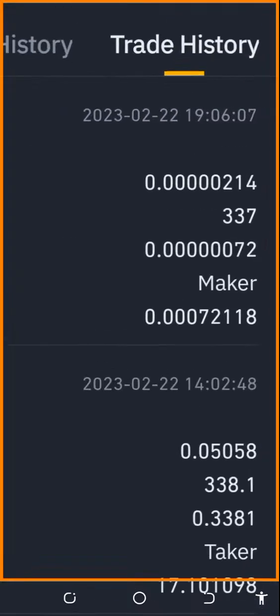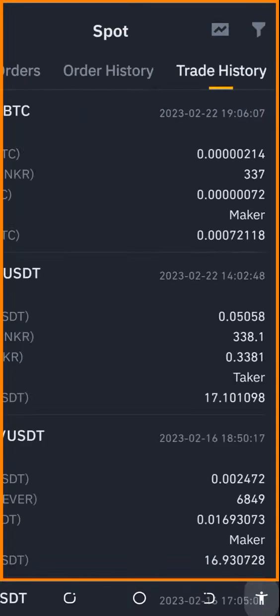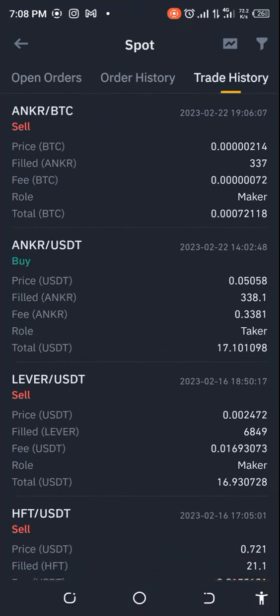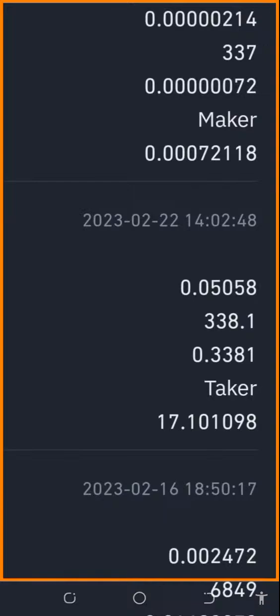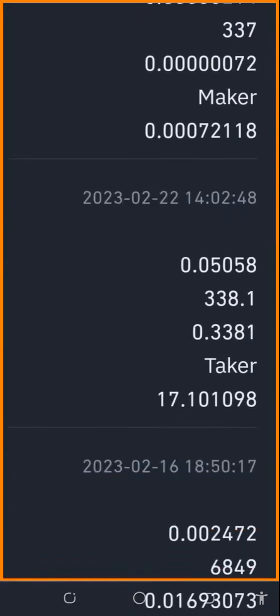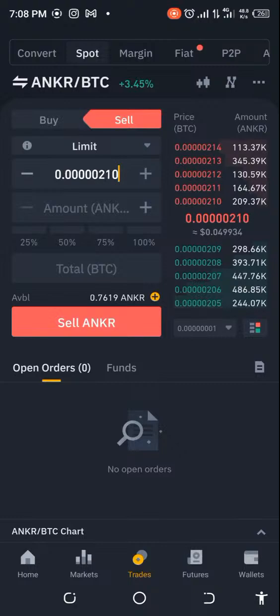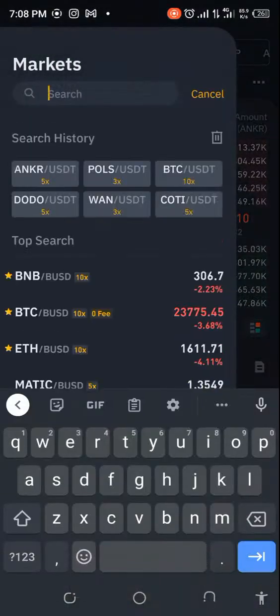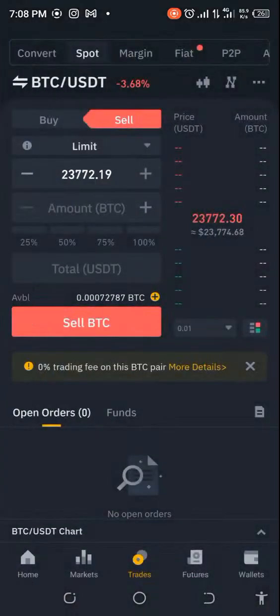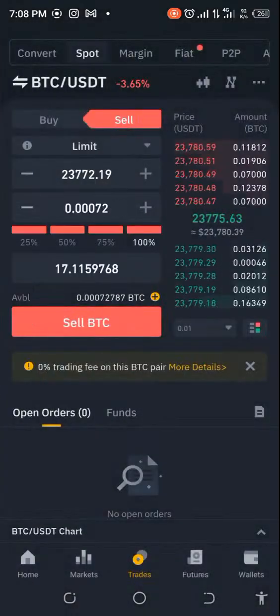All right, so it's already sold and we got 0.0007218. Okay, and how many hours did that take? Let's see, 14:02 and then 19, like about 5 hours. But let's go ahead and just quickly do this. Go to BTC. We're going to BTC and USDT. And then all we want to do now is sell everything.